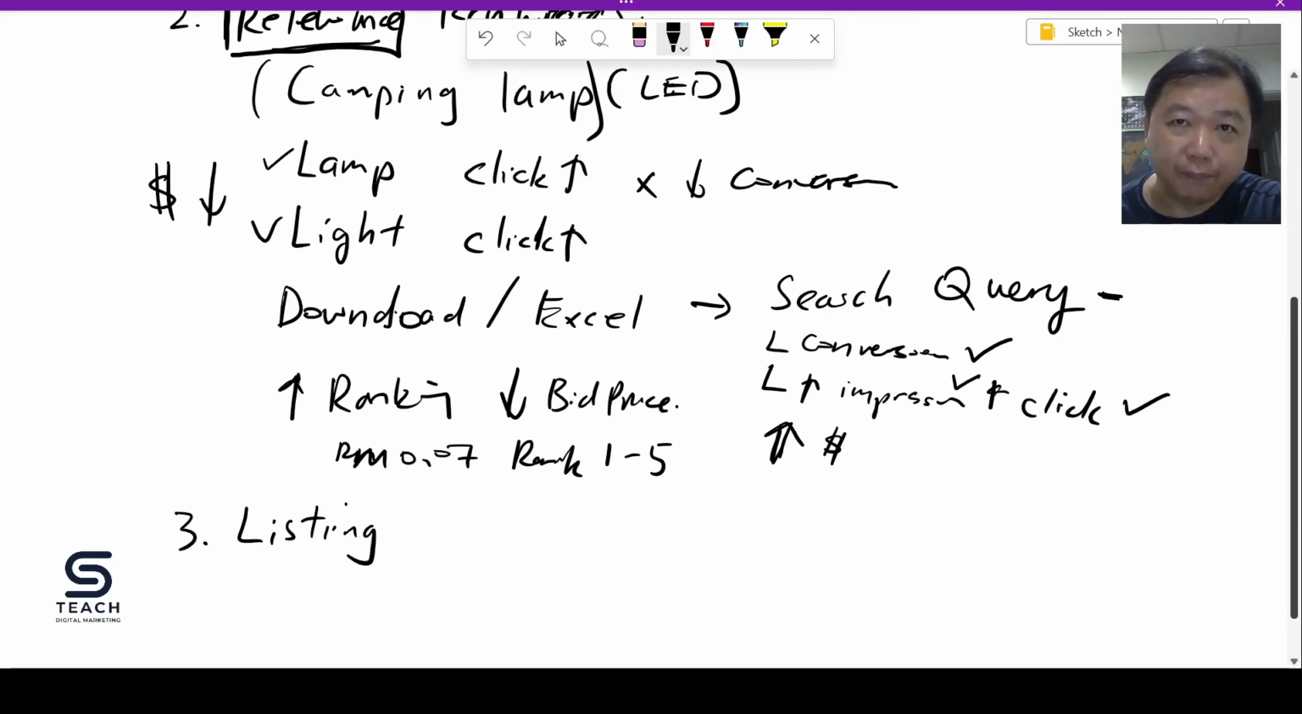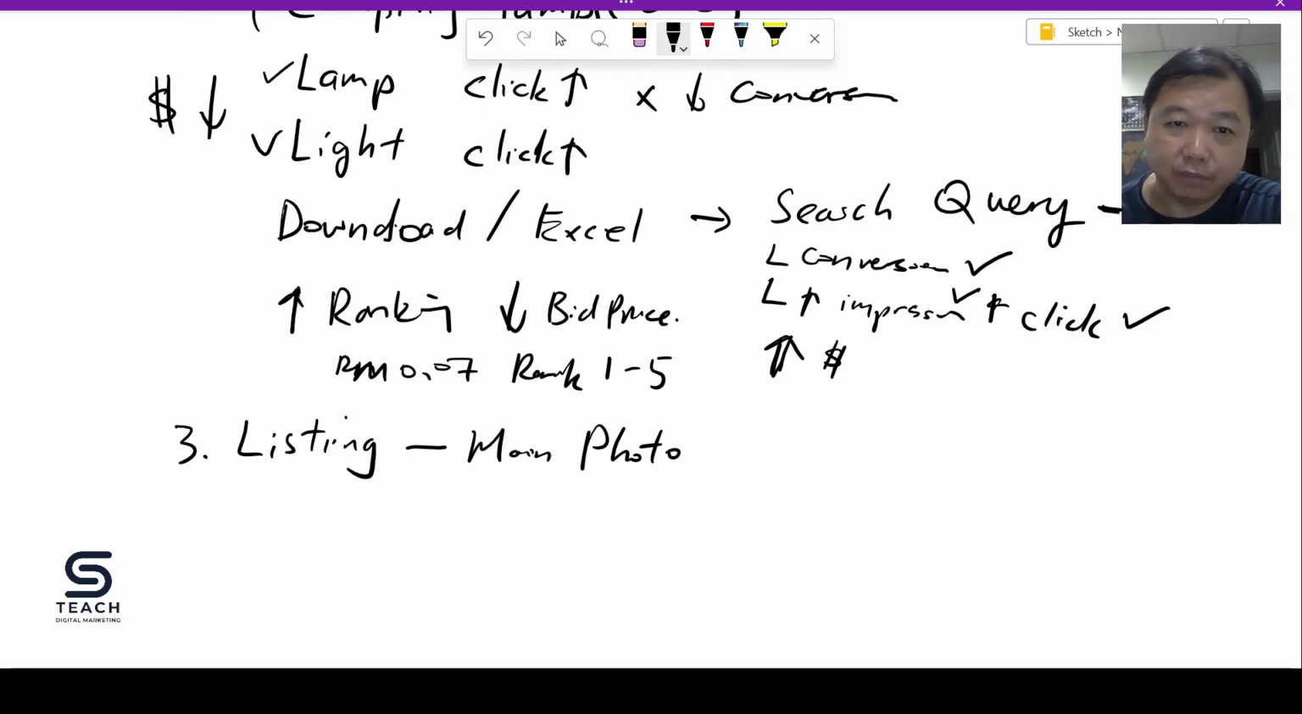Even if your main image is very attractive, this will attract people to click into your listing. But make sure the description or the product you're selling is the same as the main photo. A lot of people use a very nice photo, but it's not exactly the same as the product they're selling. This is very important. Another thing is, let's say you're selling a hat. The main photo shows a black hat, but in your listing, black is sold out, so you only have red.